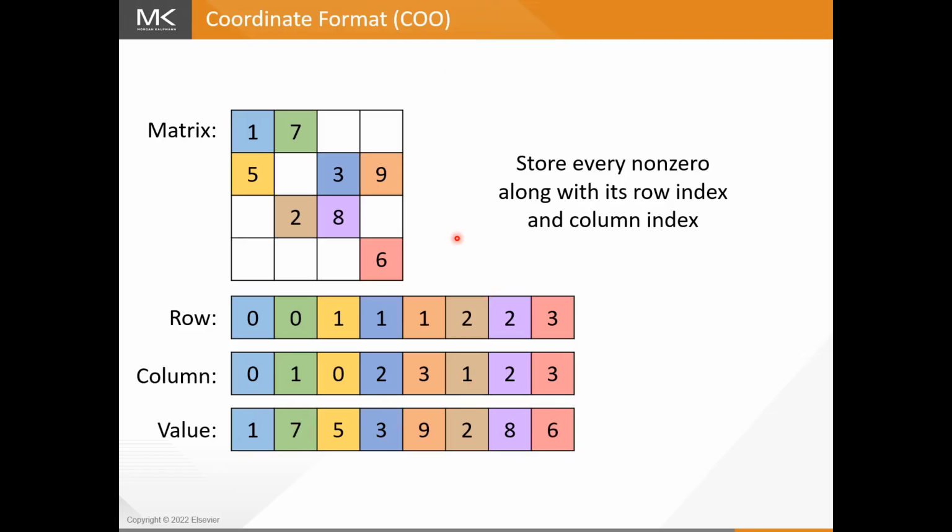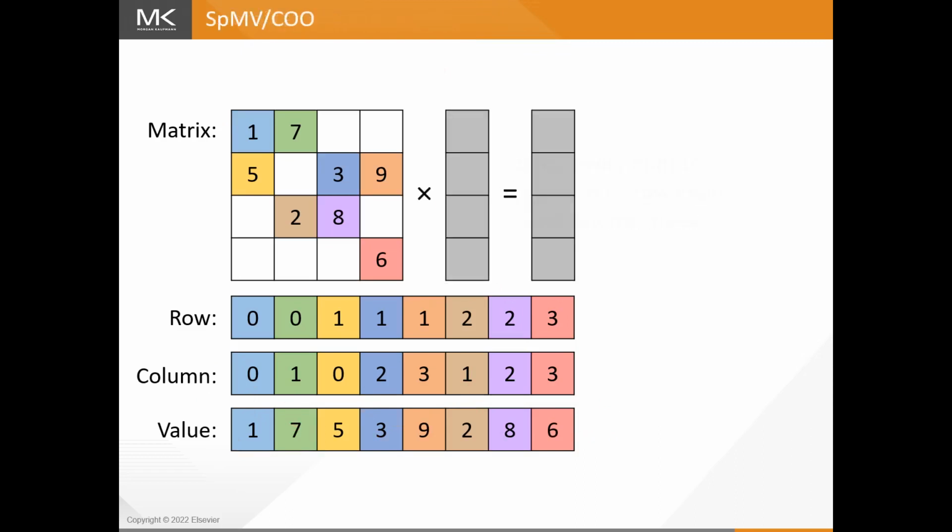So now we understand how the COO format works. Now the question is, how can I use the COO format to perform SpMV in parallel? What I would like to do is, in parallel, multiply this matrix with this dense vector to get a dense vector, using the COO format. Any ideas of how we can do this? Wait, one at a time. Yes?